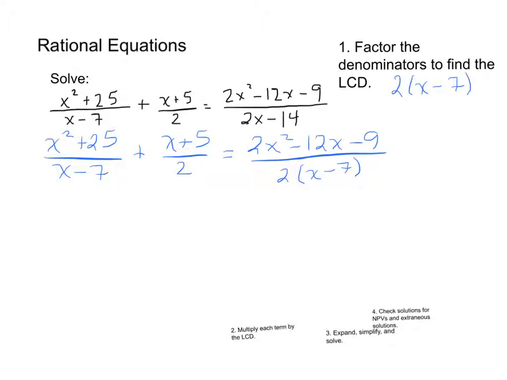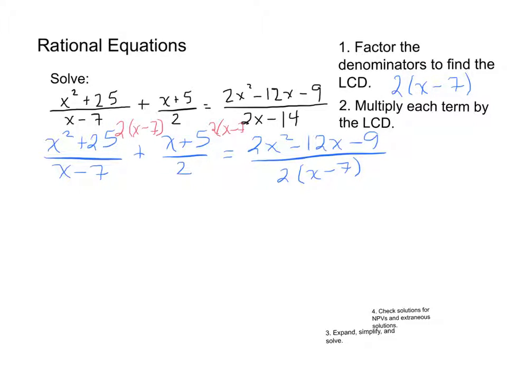But this is where it's a little bit different than adding and subtracting. Rather than changing all the denominators, what I want to do is get rid of the denominators, so that I turn it into something that I already know how to solve, either a linear or a quadratic equation. So to do that, I multiply each term by the lowest common denominator. So I'm going to multiply this by 2 times x minus 7, and then this by 2 times x minus 7, and this last one by 2 times x minus 7.